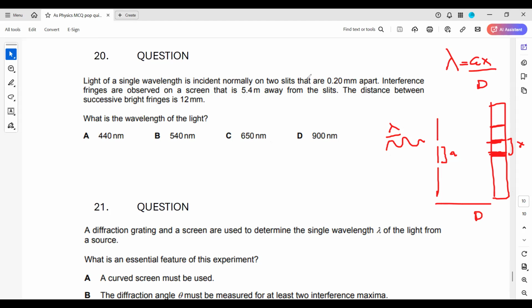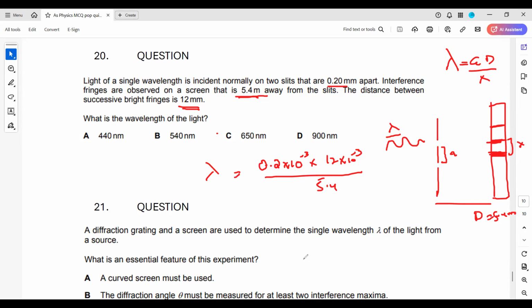So a is the spacing, and in the question the spacing is 0.2 millimeter apart. So 0.2 into 10 to the power negative 3, because it's millimeter. X is the spacing between the fringes. Sorry, the 5.4 meter is D, because I read the interference pattern observed on the screen at 5.4 meter. So X is 12 millimeters. So this will be 12 into 10 to the power negative 3, divided by 5.4. You'll get the wavelength of the wave.